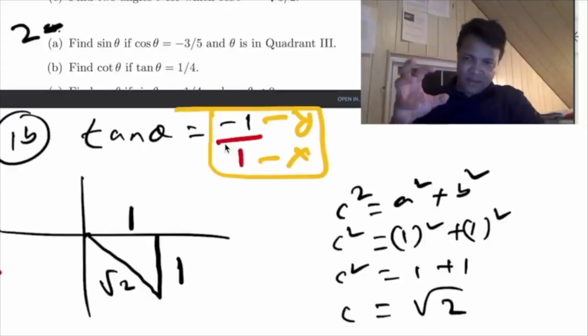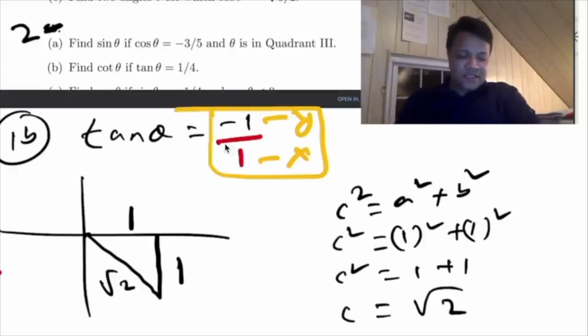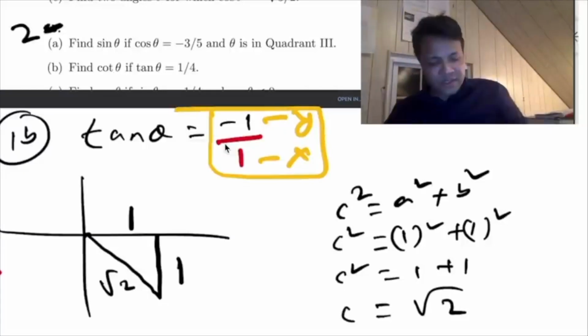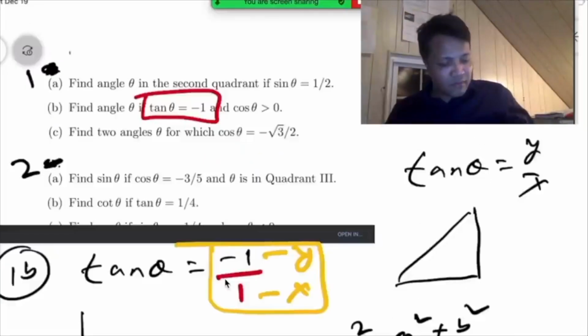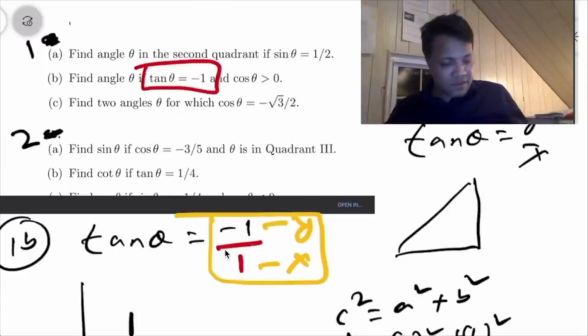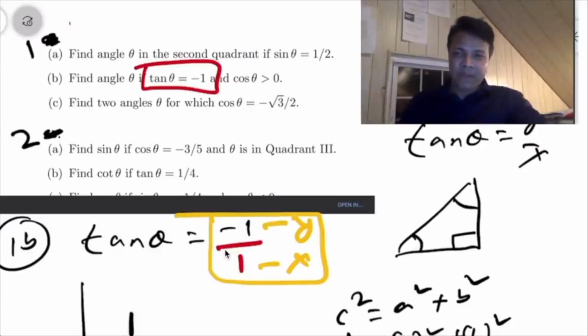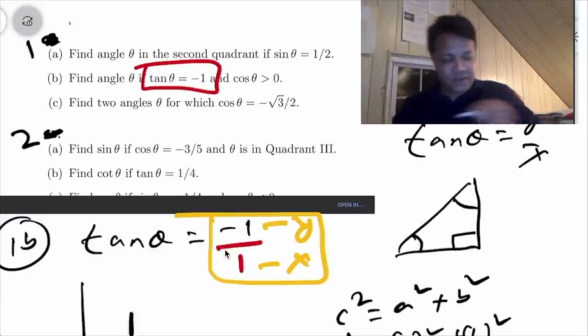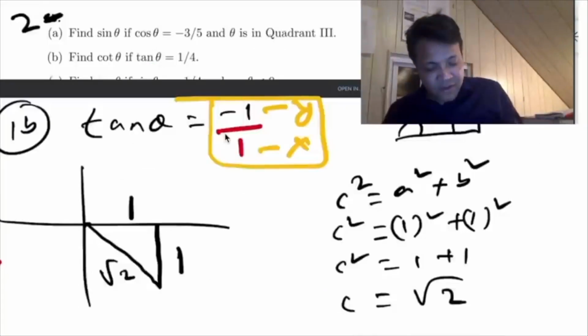So what does that mean? This means this is an isosceles triangle. What does isosceles mean? That means this one is 90, this one is 45, and this one is 45. So it is a 45-45-90 degree triangle. So then this is 45. If this is 45, what is then this one?